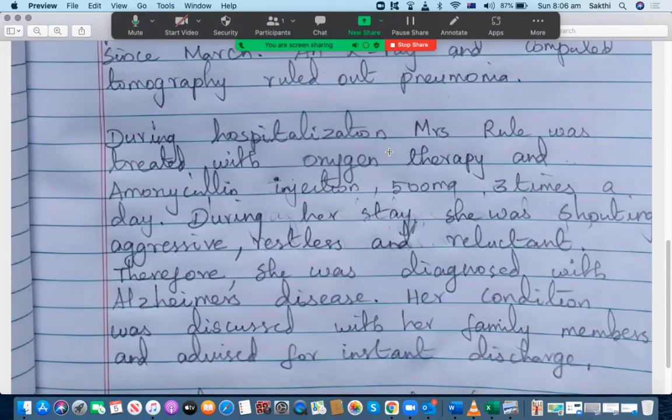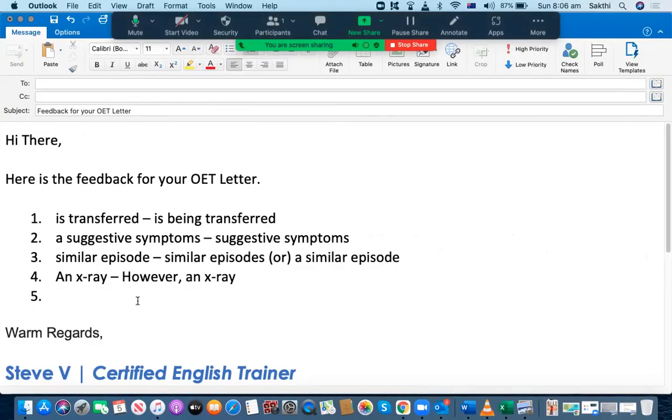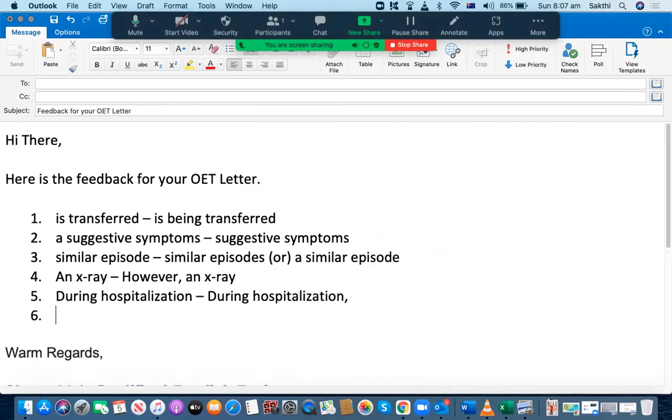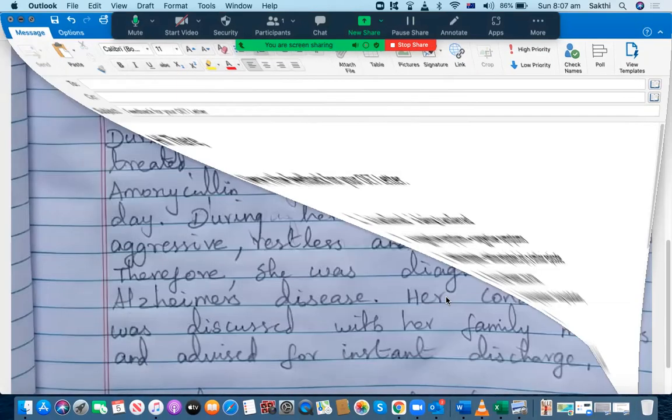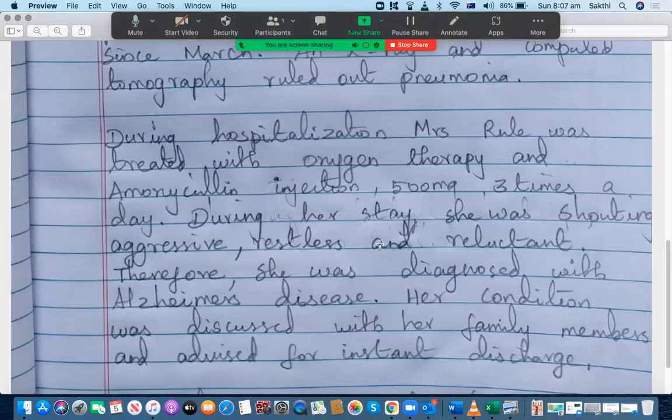All right, let's go to the next one. During hospitalization, there should be a comma, but you haven't placed it, unfortunately, and that's incorrect. So you should say during hospitalization, there should be a comma. All right, you haven't placed it, unfortunately, and that's incorrect. Okay, let's go with the next one.